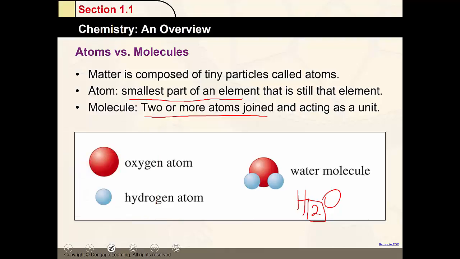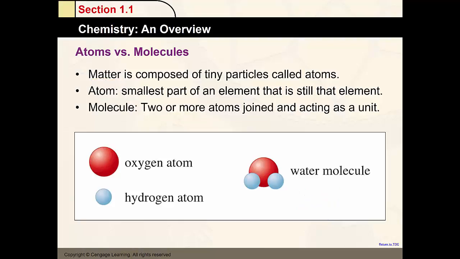And atoms and molecules are both examples of matter. And matter is anything that takes up space and has mass. So even though atoms and molecules are very, very small, they still take up a small amount of space, and they still have mass.